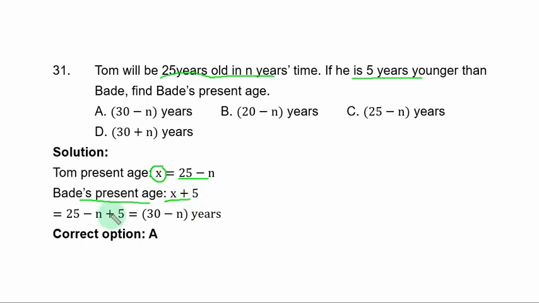Now it follows that s is equal to 25 minus n, and we have s plus 5. So in place of s, we simply put 25 minus n in this form. If you do that, you have 25 plus 5 is 30 minus n, all in years. So A is the correct option.